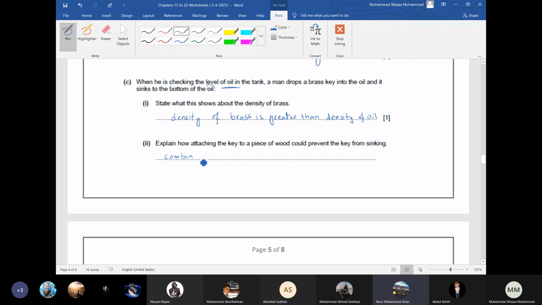Sir, but how is it less? Because brass density is greater than oil, so if we add more, it should be more. Beta, but we are attaching it to wood, and the density of wood is less than the oil. So when we combine, we take the average density. Okay, so that is less than the density of oil.